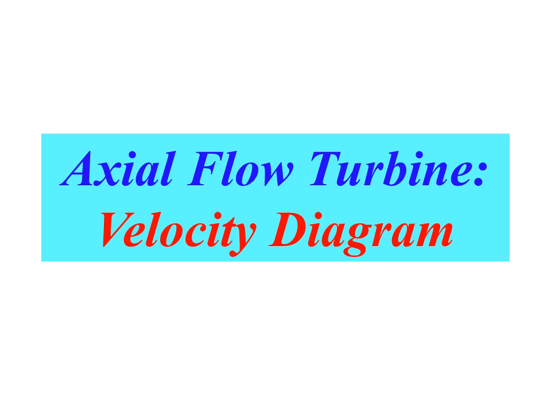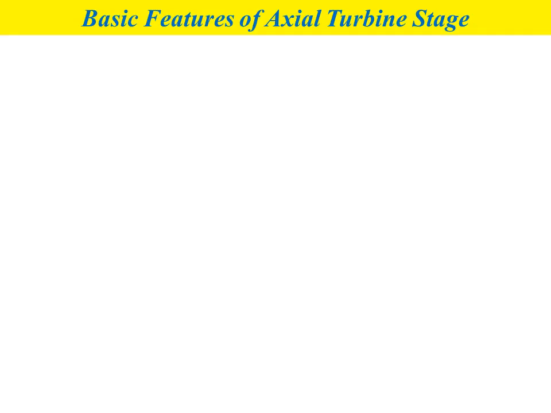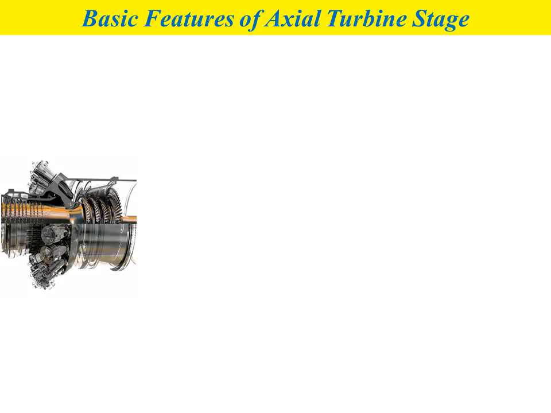So we need to know how to draw velocity diagram for the axial flow turbine. Okay, before we discuss the velocity diagram, let me discuss the basic features of axial turbine stage. What is the meaning of axial turbine stage? The figure shows the arrangement of the main components of the gas turbine engine, that consists of a compressor, combustion chamber, and also turbine.